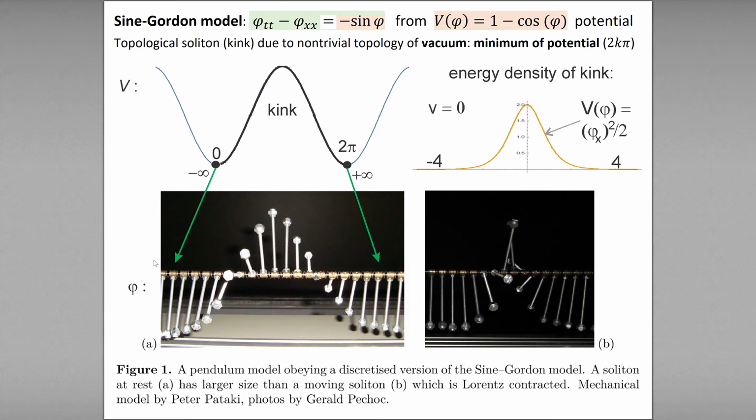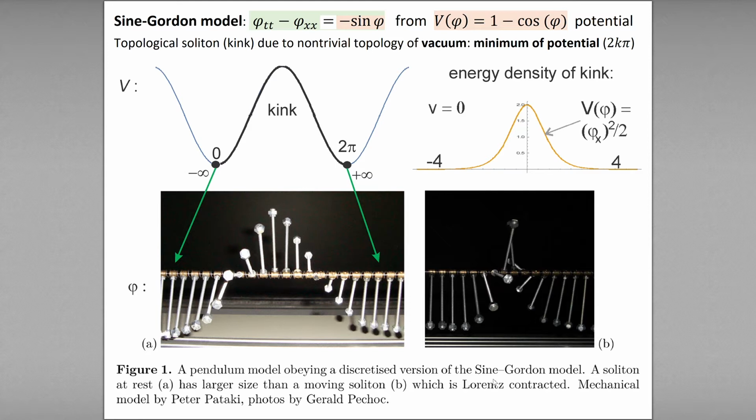Okay, and so here is presented the Lorentz contraction. Here we can see that the time of this photo was much shorter. You can see that it's darker. So it corresponds to a traveling wave. So if we have such a traveling soliton, it becomes narrower, exactly as in Lorentz contraction.